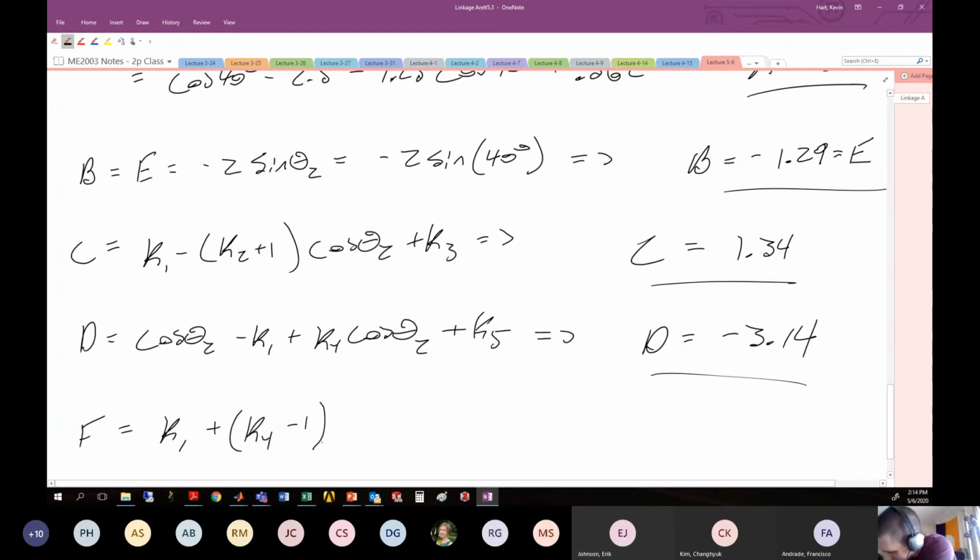K4 minus 1 times cosine theta 2 plus K5. All these guys you have, again, capital F is 0.331.